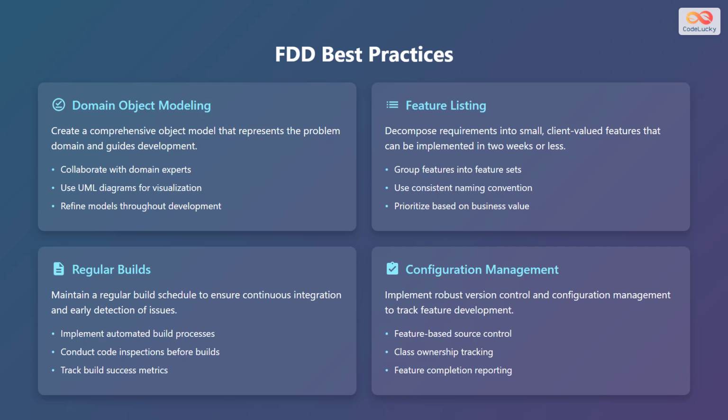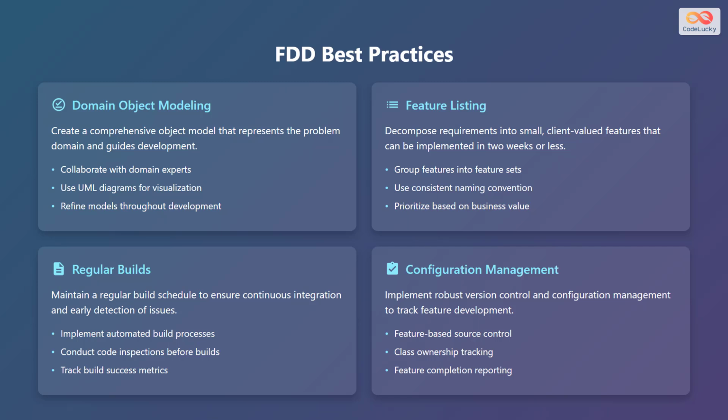Second, feature listing. Decompose requirements into small client-valued features that can be implemented in 2 weeks or less. Group features into feature sets, use consistent naming conventions, and prioritize based on business value. Third, regular builds.